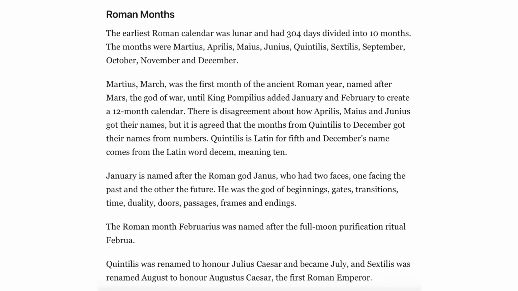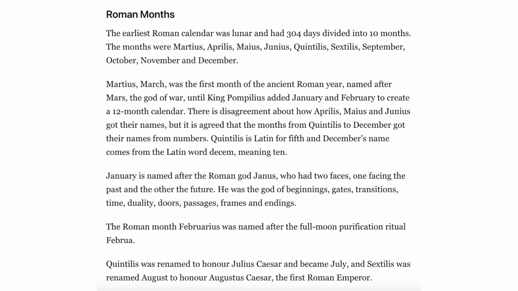Roman months. The earliest Roman calendar was lunar and had 304 days divided into 10 months. The months were Martius, Aprilis, Maius, Junius, Quintilis, Sextilis, September, October, November, and December. March was the first month of the ancient Roman year, named after Mars, the god of war, until King Pompilius added January and February to create a 12-month calendar.